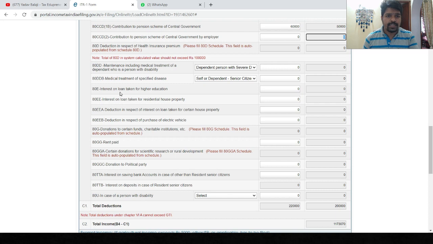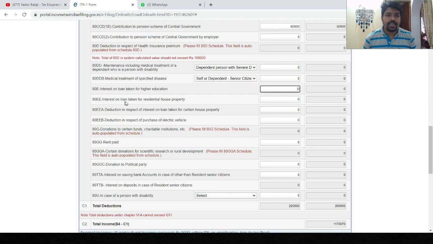Now 80E, interest on loan taken for higher education. So if you took any loan for your son or for your children or for yourself also, and you are paying that interest for the last 8 years, then whatever interest you are paying, that interest portion you can claim here. There is no limit.